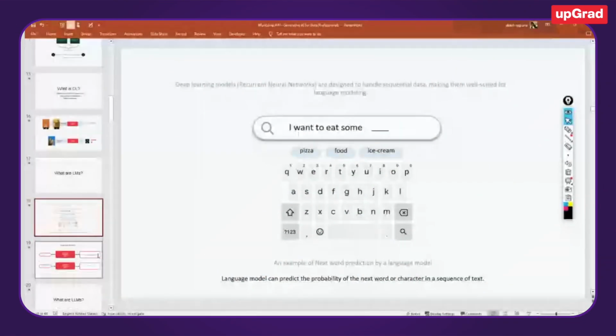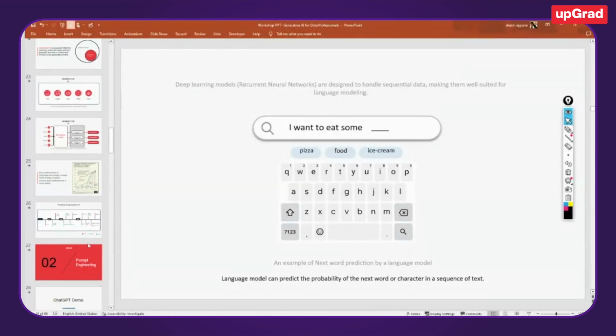Now let's understand the life cycle of LLMs. How did it come to such a boom?